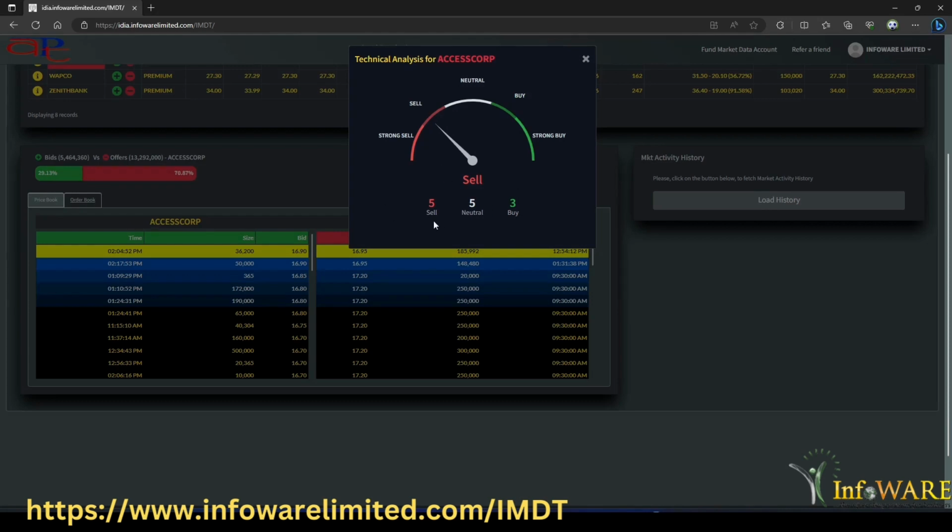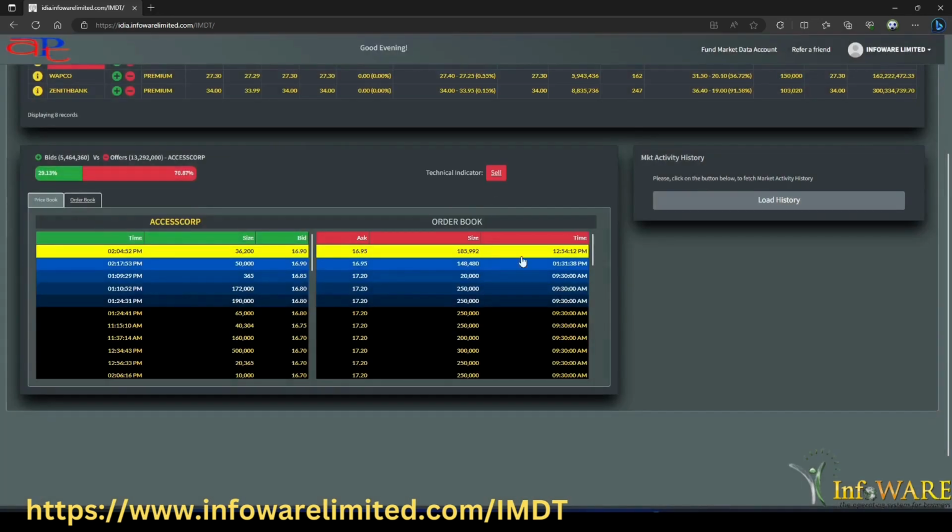In this case, 5 indicators are sells, 5 are neutrals, and 3 are buys. So it ranks it currently as a sell. Like I said, it is weighted. So you get that visual cue.